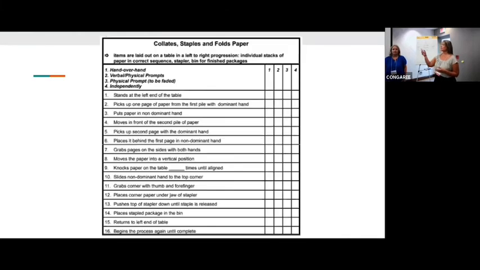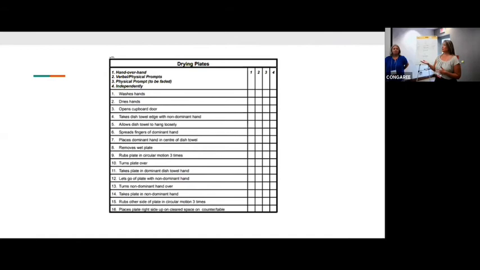If you go back to the drying plates, the first two steps are washing your hands and drying your hands. That might be a prerequisite that I know my student doesn't have. So I'm going to teach those first. Or I might just do those first and then the skill of drying plates. So really bring it down to see what they need as a prerequisite skill, what they have and what they don't have.